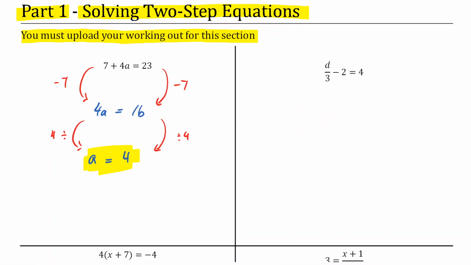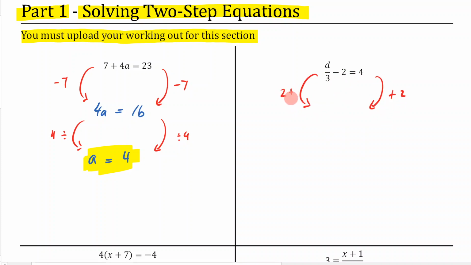The way in which you do this one, again, you've got to think, am I timesing by 3 first to get rid of this, or am I plussing 2 first to get rid of that? Well, it's quite clear when you think about how we've built this thing up. I'm first dividing by 3, and then I'm minusing 2. So that means to undo it, I first need to plus 2.